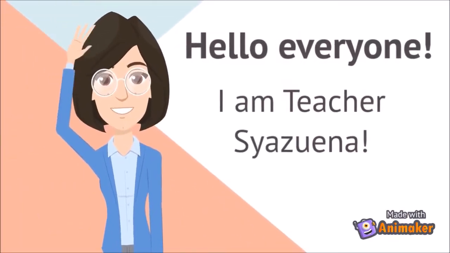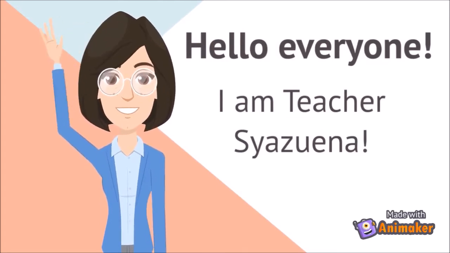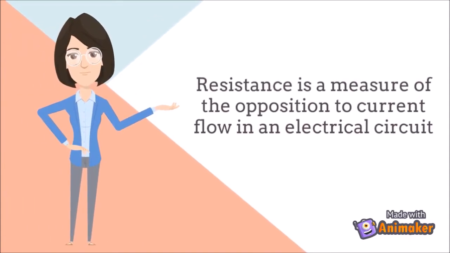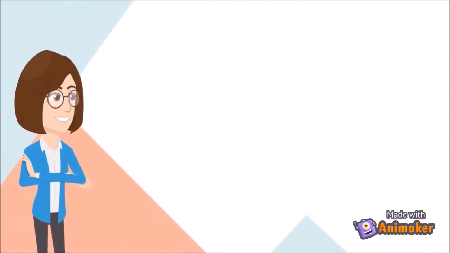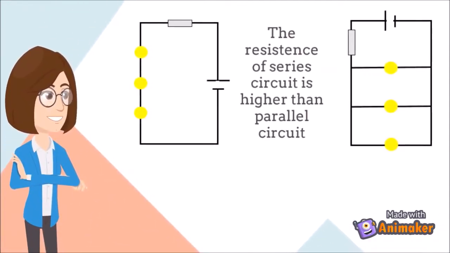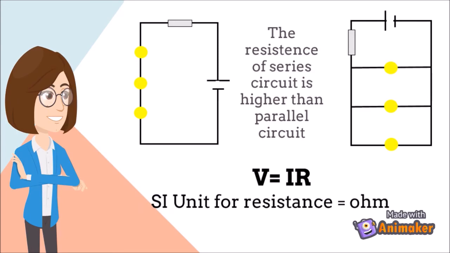Hi everyone, I'm Teacher Shazwina, and now let's look at the resistance for the circuits. First, what is the meaning of resistance? Resistance is a measure of the opposition to current flow in an electrical circuit. The effective resistance of a series connected bulb is higher than parallel circuit. This can be proved by the relationship with equation V equal to IR. The unit of resistance is ohm.